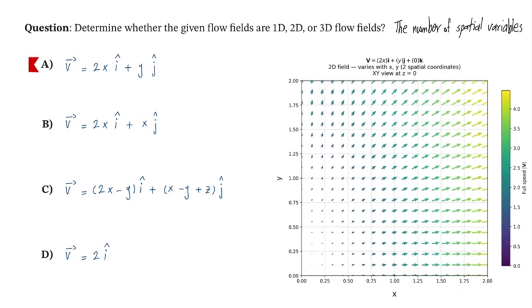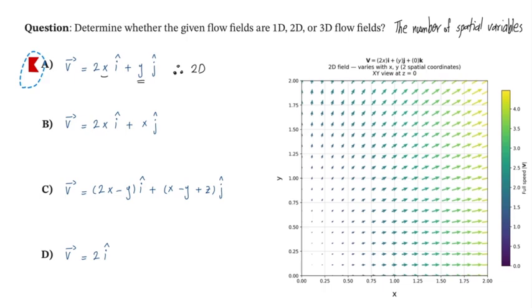2xi plus yj. We see here that we have x here and we have y over here. So this flow field is a two-dimensional flow field. And it can be seen over here that as we move in the x direction, the arrows get larger. Also, as we move in the y direction, the arrows change as well. So this is a 2D flow field.